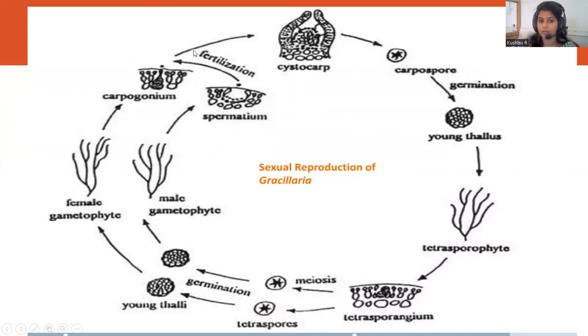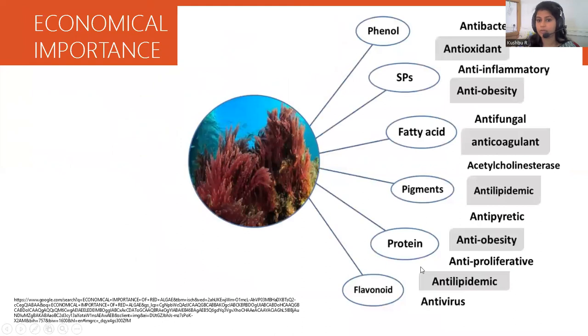After the fertilization process, as an end product, cystocarp is produced, which is now capable of producing numerous spores, and that is how the cycle continues. To speak about the economical importance, the red algae, apart from the production of agar-agar that we use in the laboratory, have many antibacterial, anti-inflammatory, antioxidant, anti-obesity, antifungal, anticoagulant, antidiabetic, antipyretic properties. There are also antiviral properties shown by this red algae, which can be useful in its economical value.